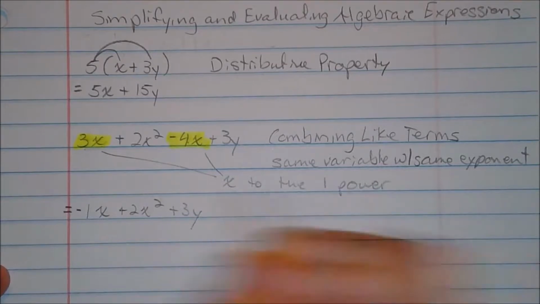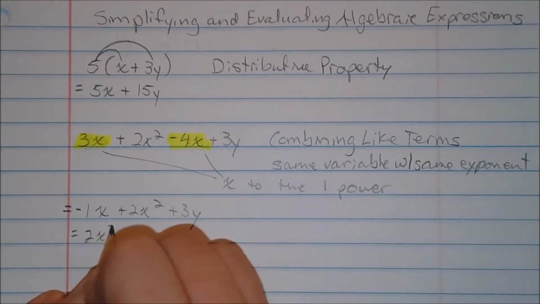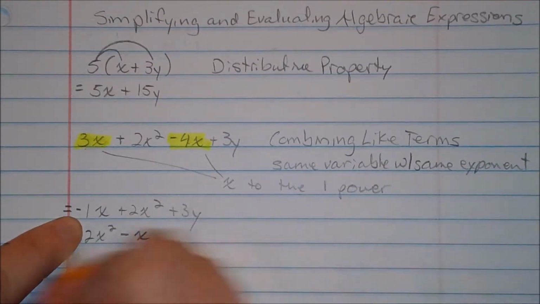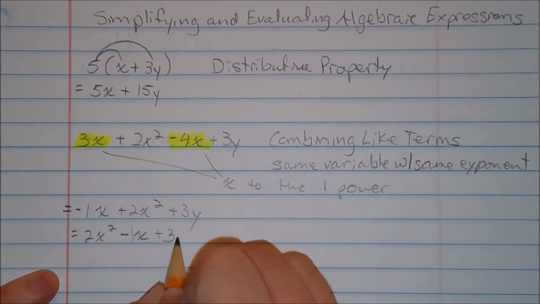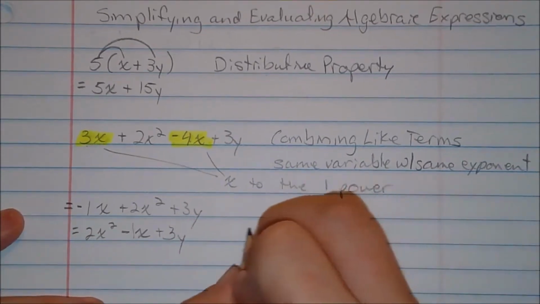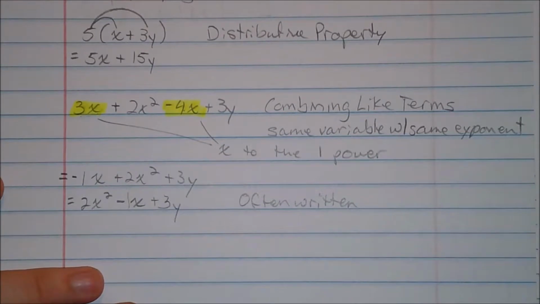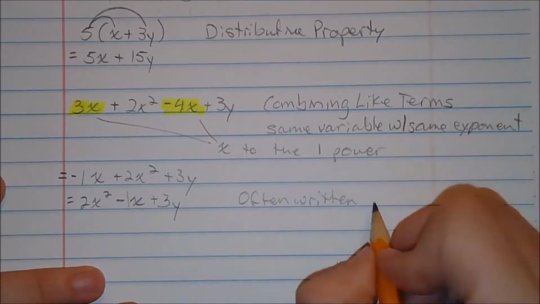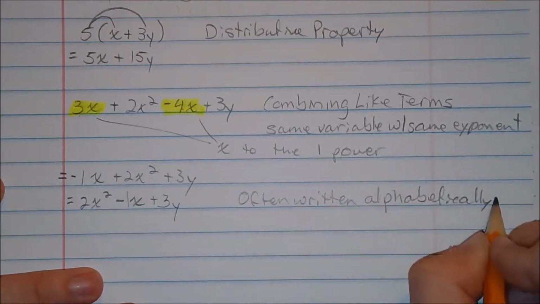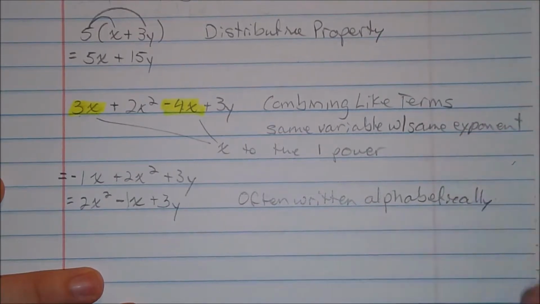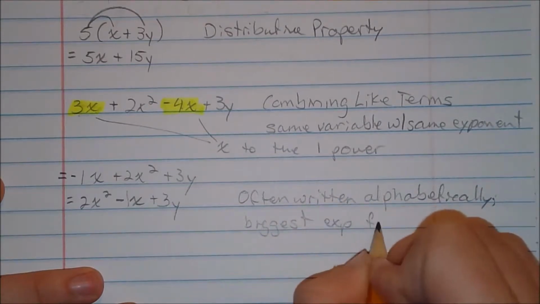But generally, you're going to see these written with the higher power first and in alphabetical order. So you're going to see 2x squared written first, then just minus x. You don't need to have the 1 there, but you can if you want to. And then the 3y at the end. So you may want to write down, often written something like this, it does not have to be exactly this. You need to write what makes sense to you. Often written alphabetically with biggest exponents first.